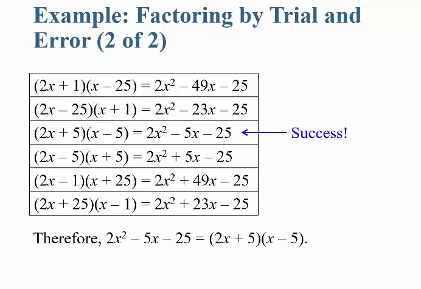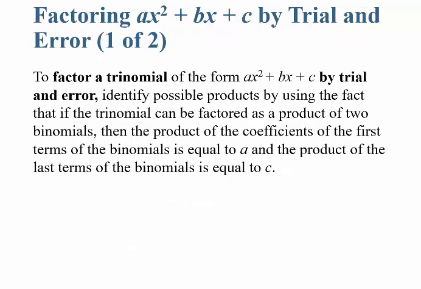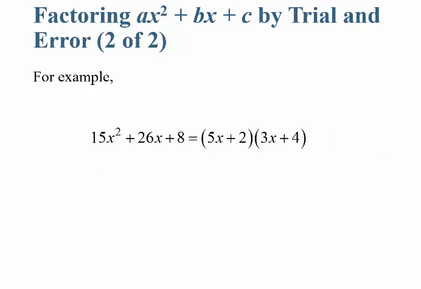So we can say that this factors into the following, and it's awesome. When you factor a trinomial of the form ax squared plus bx plus c by trial and error, you want to identify possible products by using the fact that the trinomial can be factored as the product of two binomials, just like we saw. Then the product of the coefficients of the first terms of the binomials is equal to a, like we saw, and the product of the last terms of the binomials is equal to c. Let's do this one right here.